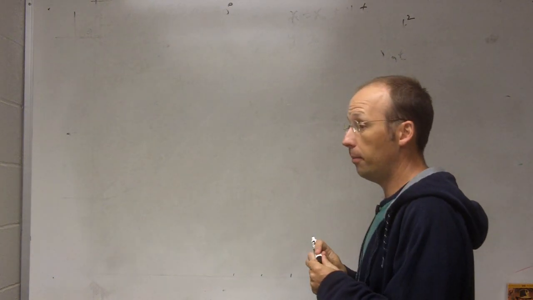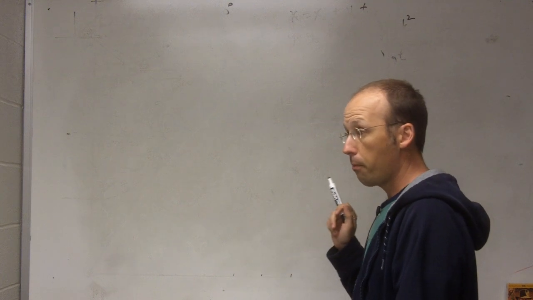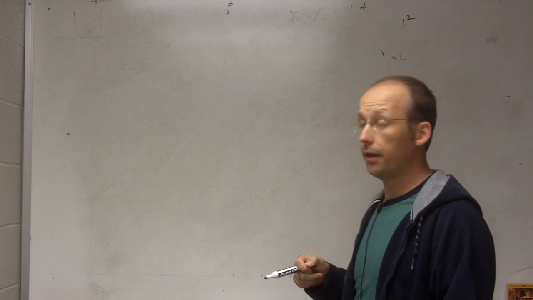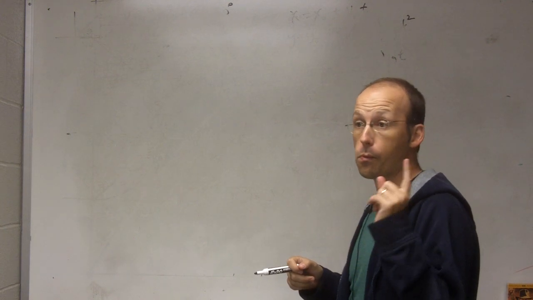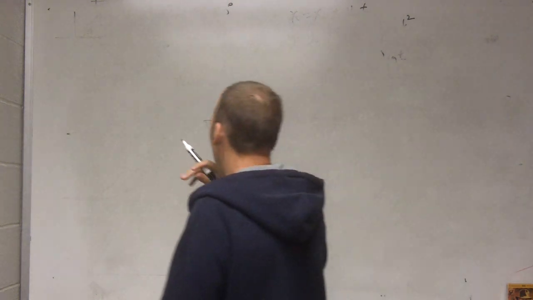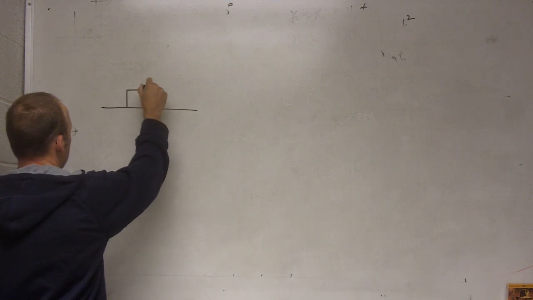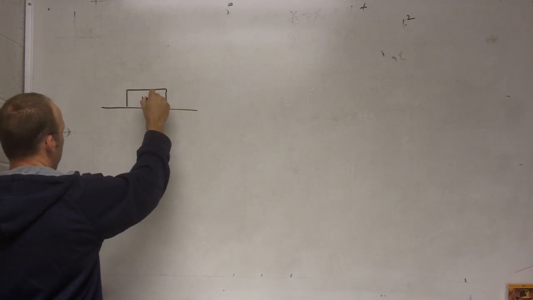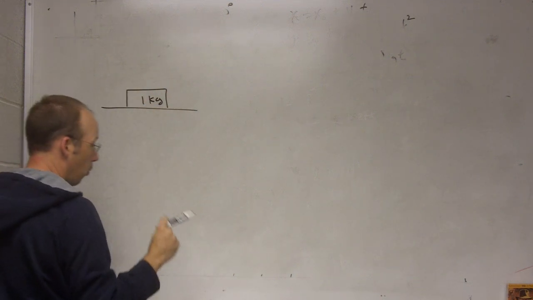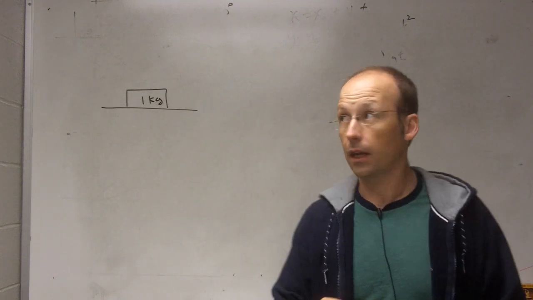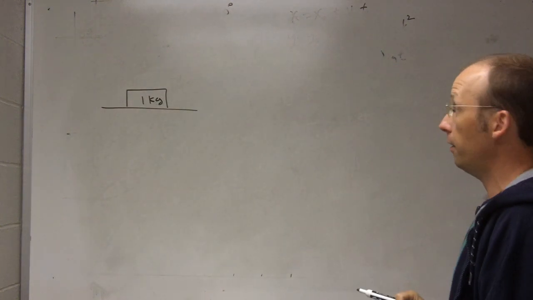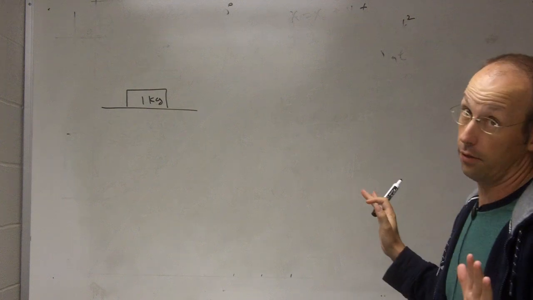Okay, so let me show you a couple examples. I'll probably break them into different videos, but let me just start with free body diagrams and forces. So this is my favorite example. Suppose I have a 1 kilogram book and it's just sitting on a table. Let me do the first thing, and just sitting there, okay?